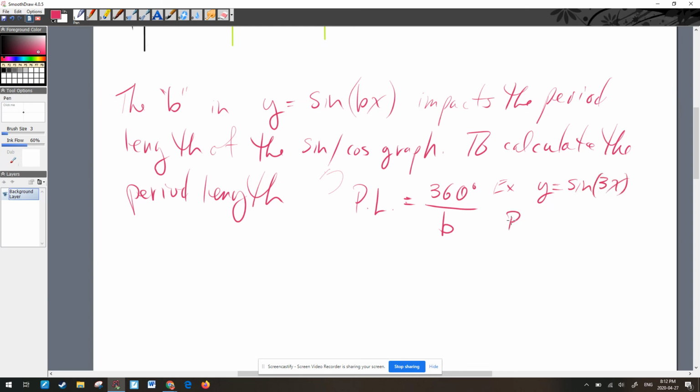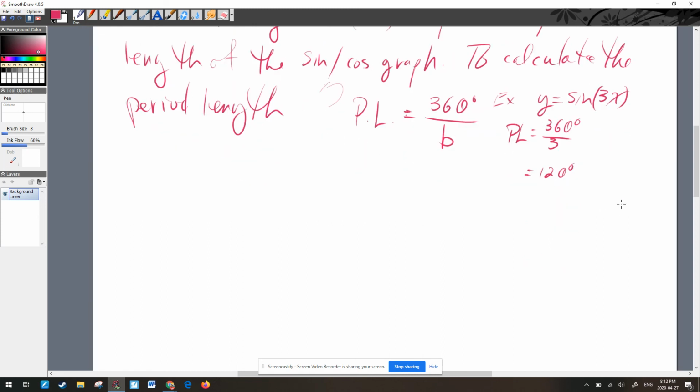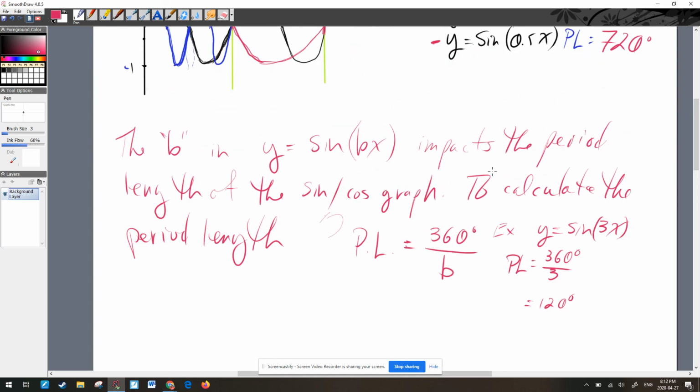Well, the period length for this one would be equal to 360 degrees divided by 3, which is 120 degrees. So there we go. The b value in y equals the sine of bx impacts the period length of the sine and cos graph. To calculate the period length, we just do period length, which is normally 360, and we divide it by b, and that's what tells us.